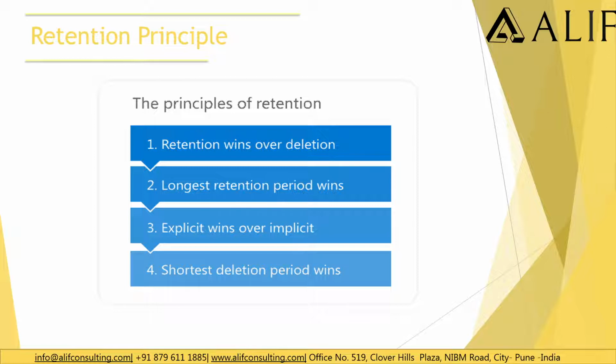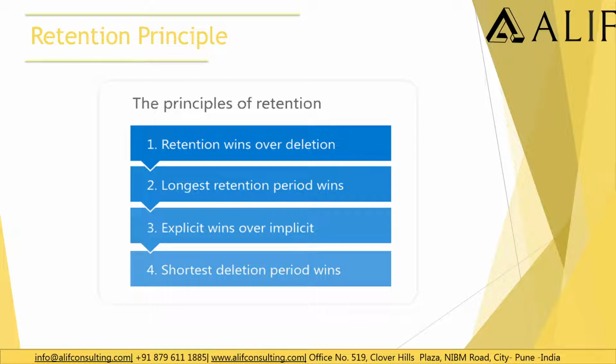Let's say for one single mailbox you have applied two tags: I would like to get emails deleted which are 2 months older, and the second one, I would like to retain the emails for 1 year. Always keep in mind these two would have a conflict on the same mailbox. Whenever there is a conflict, what takes precedence is retention, because retention has the highest precedence over deletion. You see the first point, retention wins over deletion.